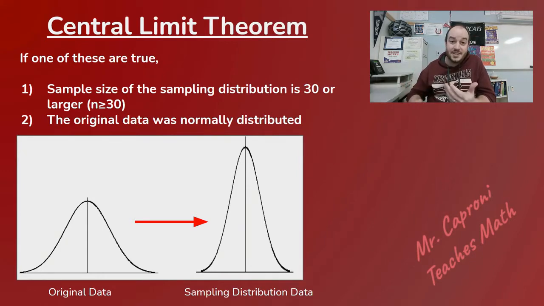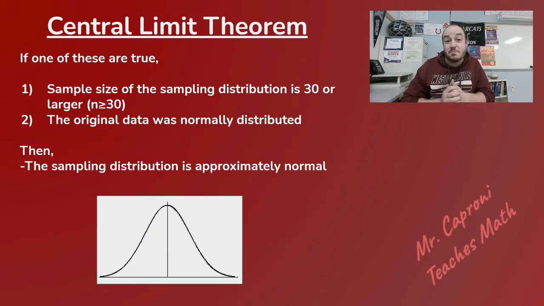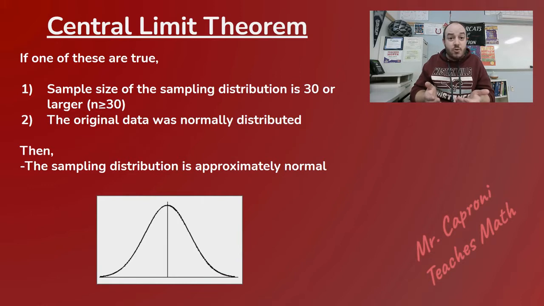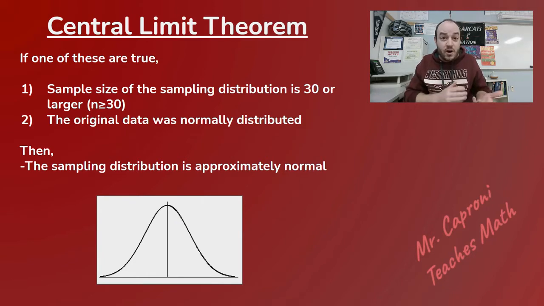And what is it that we actually get? Well, the first thing is that your sampling distribution will be normal. So if you are taking a sample size of 30 or larger, or if it was already normal, then the sampling distribution itself is also going to be normal. Or if it wasn't before, it will now be normal. Meaning that we will now have a distribution that is bell-shaped with the mean in the middle, symmetric on both sides, no matter what we were looking at before, as long as one of those two conditions was true.